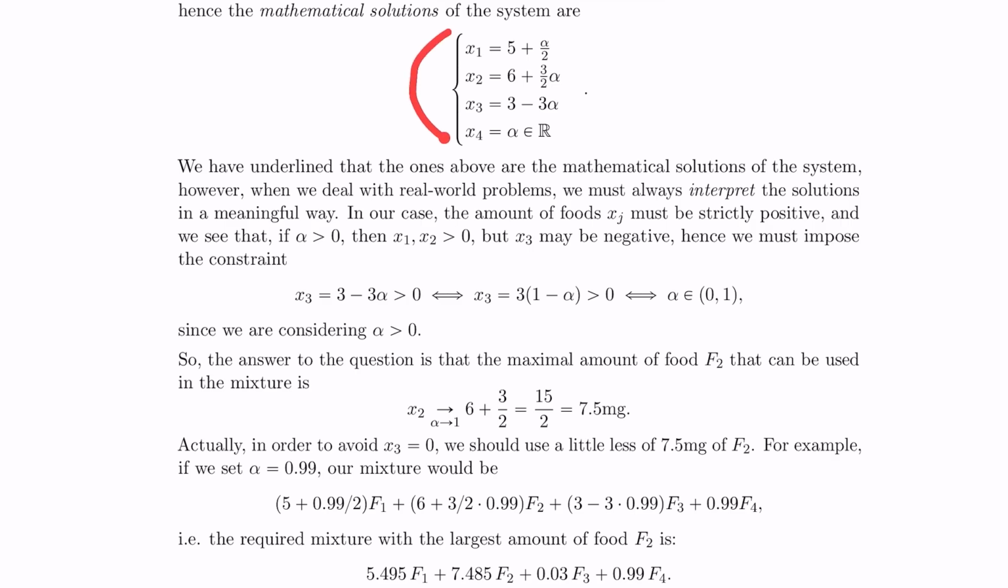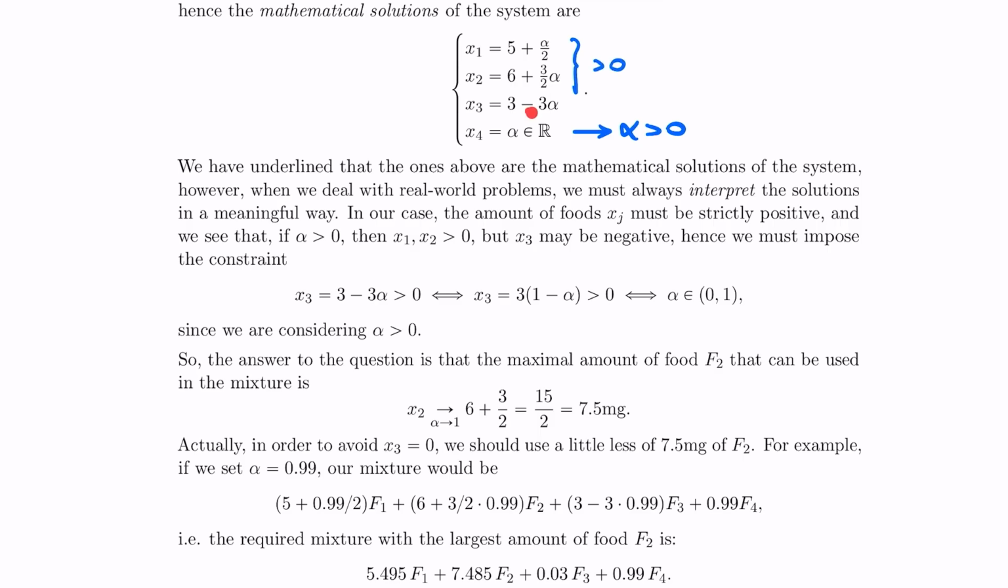In the present case, as we have said before, it doesn't make any sense to have negative proportions for the foods F1, F4. So all these values must be positive. This, of course, implies that alpha must be larger than 0, and luckily with this choice we have that both x1 and x2 are also larger than 0.